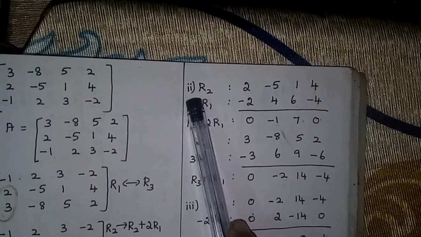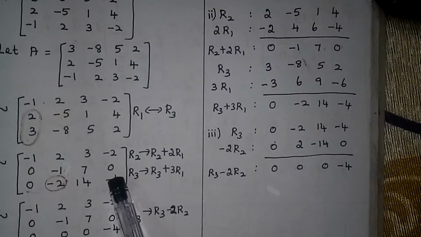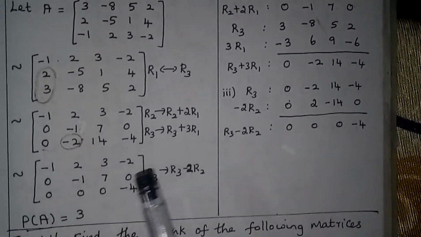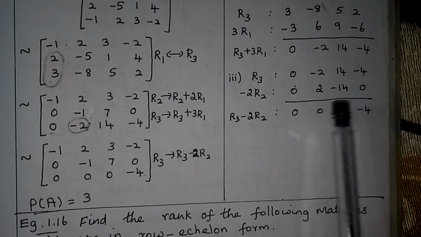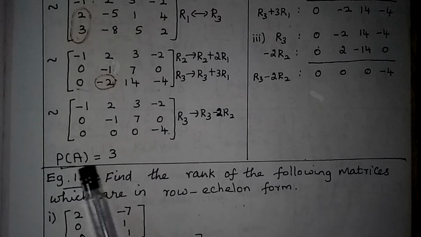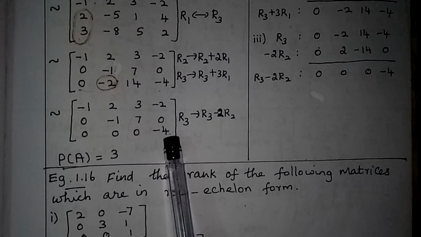So the second subdivision means the calculation of the second equivalent matrix. Then the third subdivision means the calculation for the third equivalent matrix. So it is very clear there. So the matrix is in the echelon form, and the rank of A is 3. Here there is no 0 row.